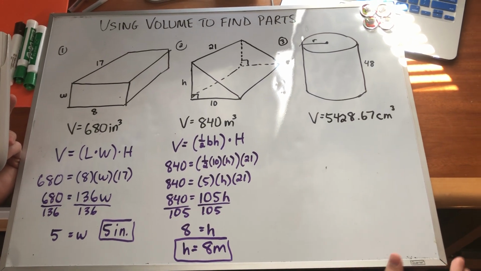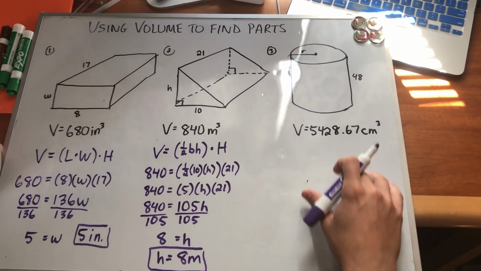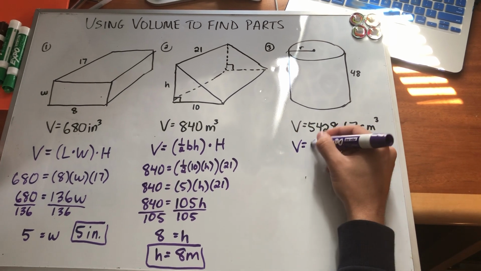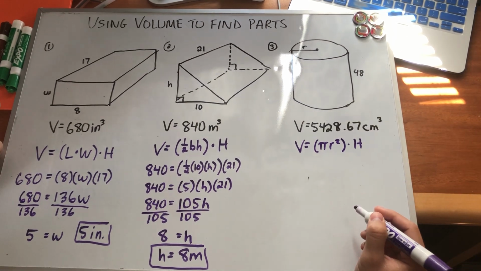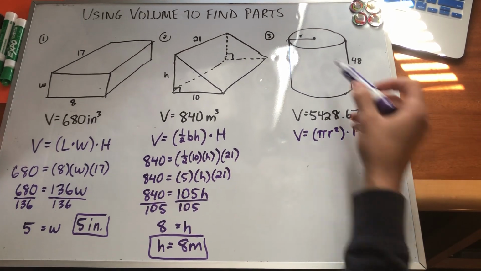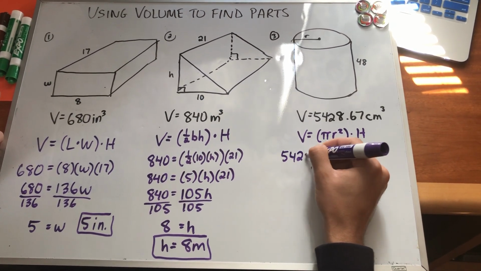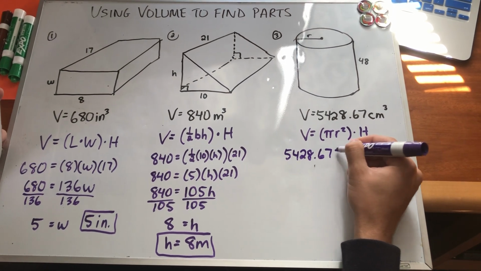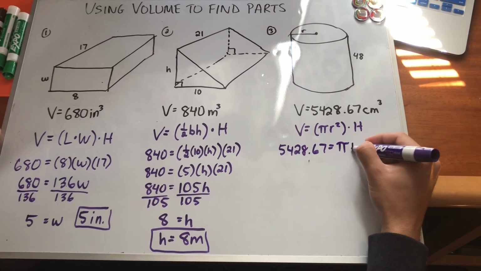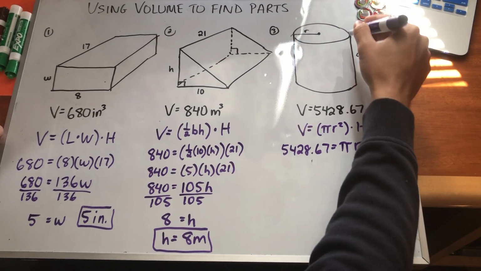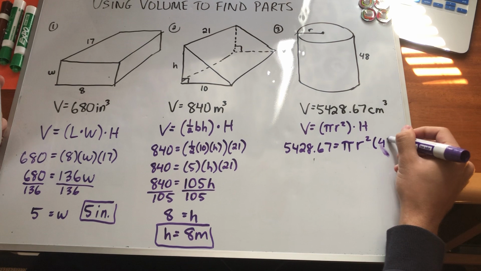All right, and we got one more left. A cylinder. Cylinder is going to be a little different. All right, you're still using the formula. So the formula for volume for a cylinder is pi r squared times the height of the prism. All right, again, they give you the volume and they are looking for the radius. Okay, so volume is 5428.67. That's the volume. Pi stays the same. You don't know the radius, so radius stays the same. The height of the prism is 48. Oh, I messed up. 48.